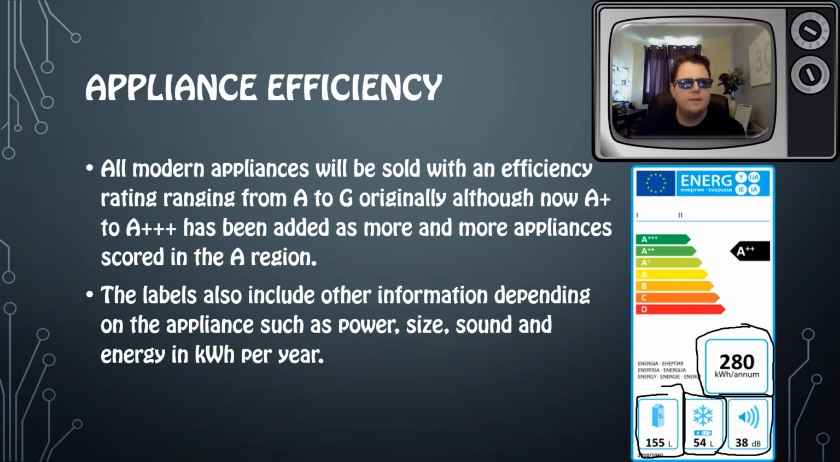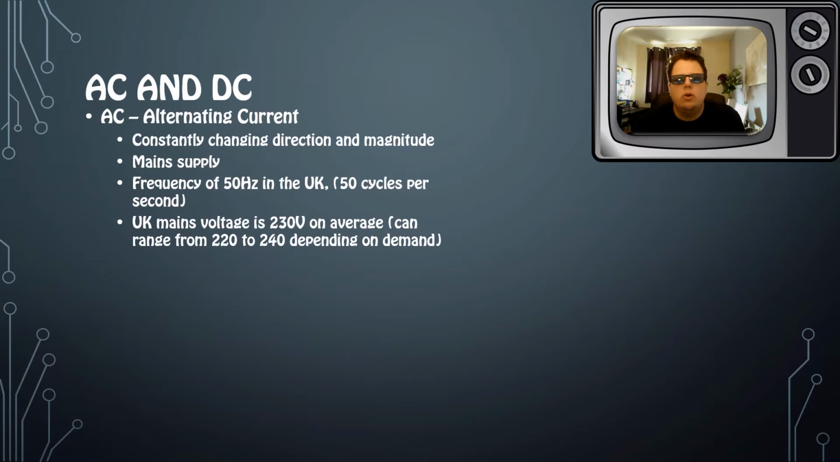Okay, AC and DC. AC stands for alternating current. It means that it is constantly changing direction and magnitude. It is constantly changing which way it flows and how big the current is. This means that when we're dealing with AC, we don't have a positive and a negative because they flip round. Now, our main supply in the UK is AC, and the frequency of that flip is 50 hertz. This means we have 50 cycles, not 50 waves, because we're not dealing with a wave, we're dealing with this positive negative cycle. We have 50 cycles a second.